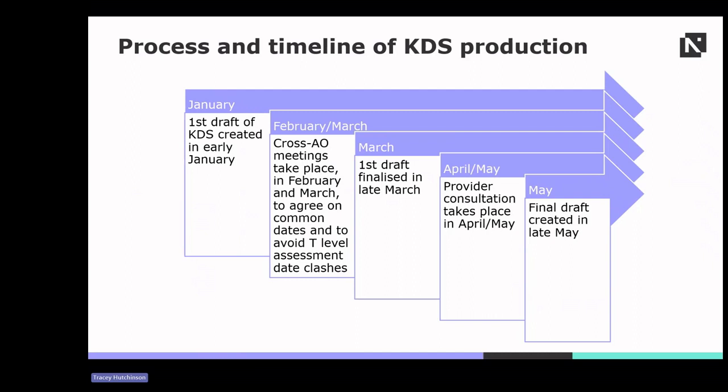Provider consultation takes place in April, May and final draft is created in late May. Published versions along with consultation and narrative response document will be on and around the 1st of July.